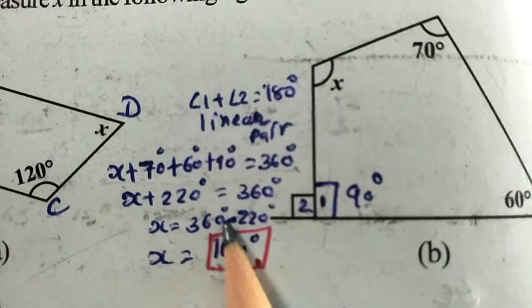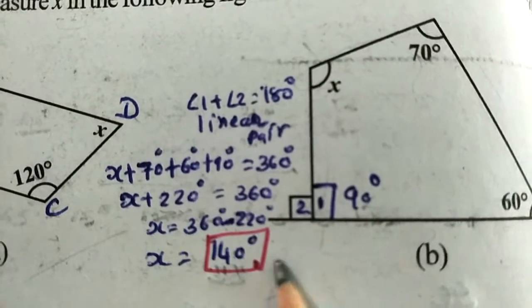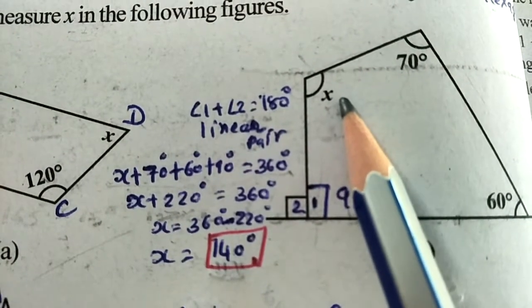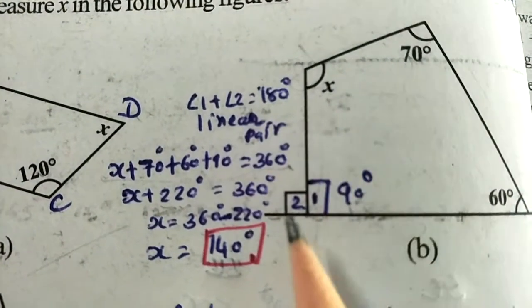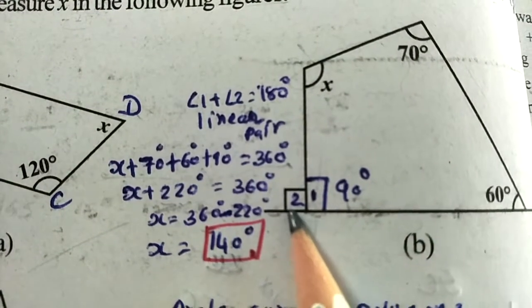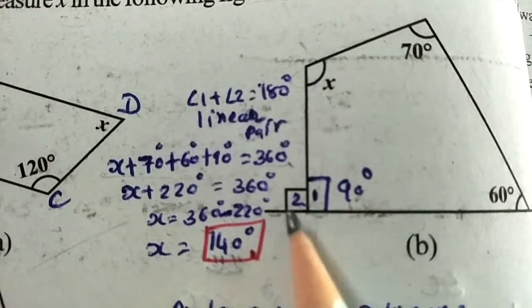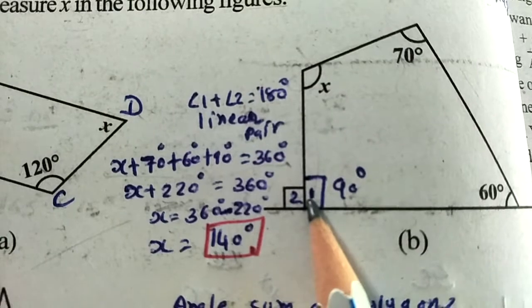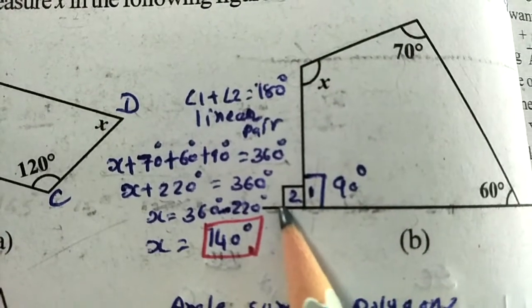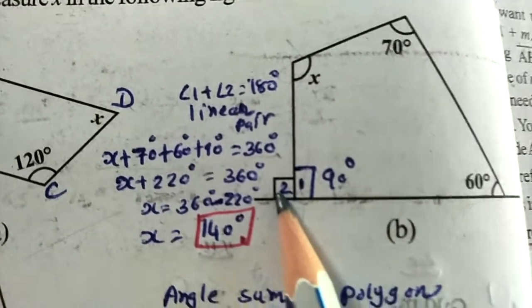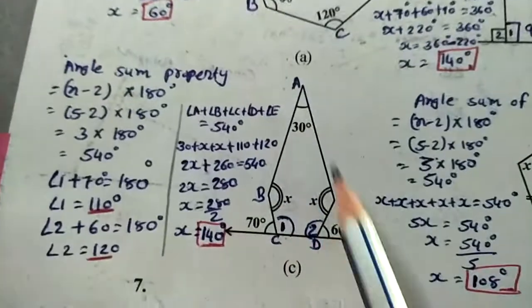So x will be 360 minus 220, so x is equal to 140. So this is 140. Okay. Now you have to also find the measure of this. So 1 and 2 form a linear pair. So this is 90, so this will be 180 minus 90, so this will also be 90. Now go to the next figure.